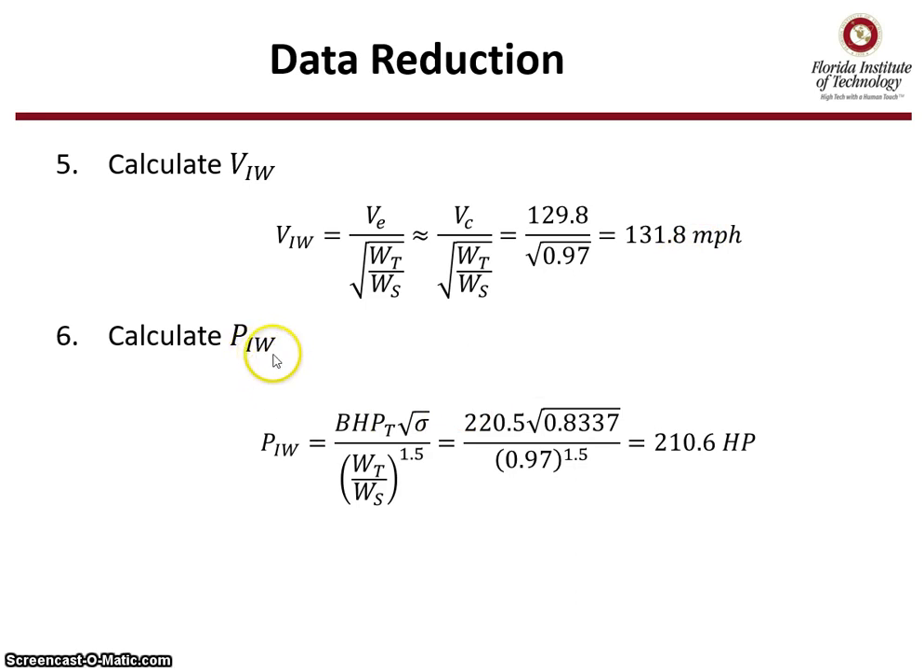To calculate instrument and weight corrected power, PIW, we'll use this equation, taking the brake horsepower test that we calculated of 220.5 times the square root of the density ratio divided by the weight ratio raised to the 1.5. For this example, PIW equals 210.6 horsepower.